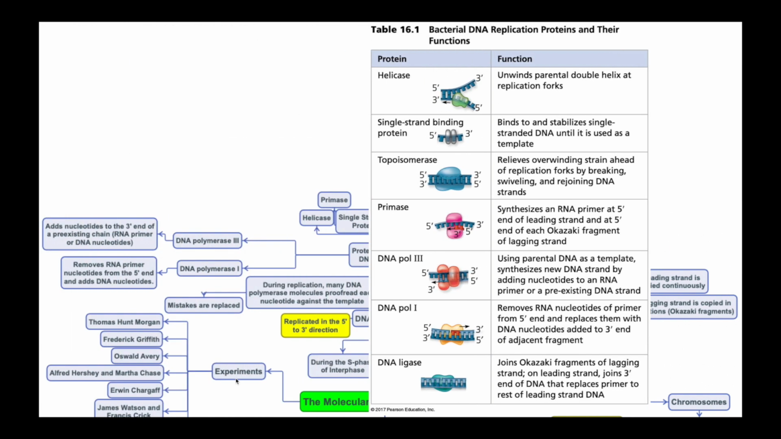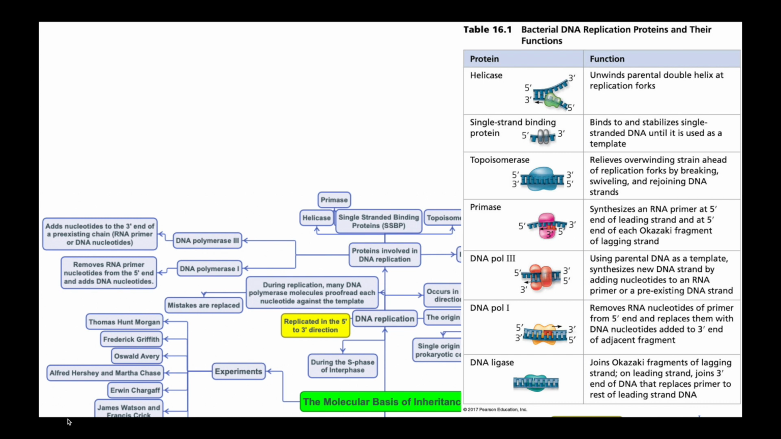Okay, so we can take a look. Notice again the differences between DNA polymerase 3 and DNA polymerase 1. They are both adding nucleotides. It's just about which nucleotide you're adding and when you're adding those nucleotides in.